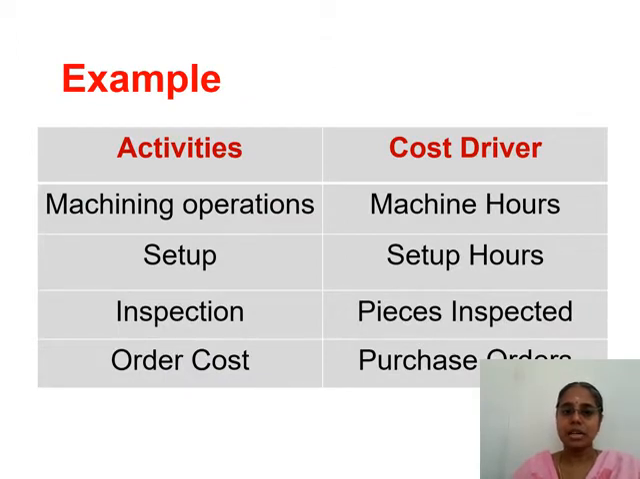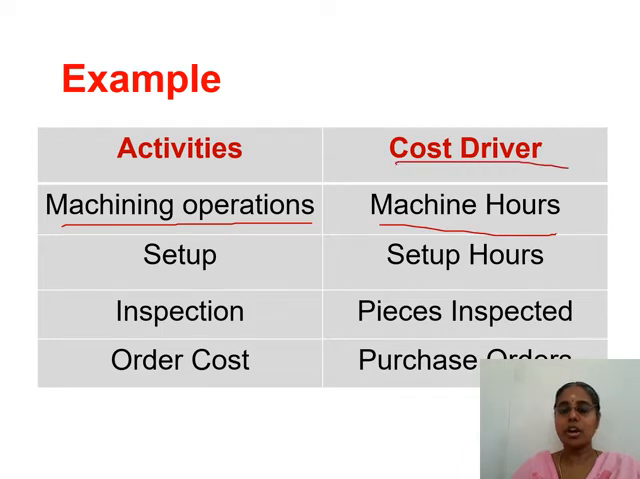So the examples of cost drivers: when it is machining operations, a common machine is used by three different products, and they come and use it for a few hours and go. Then for each product, how many hours is the base? Machine hours is the base, or the cost driver, for apportionment of the total costs that are incurred in the machining operations.